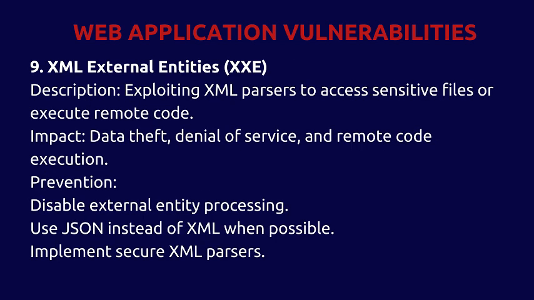Next, you have the XXE, which is the XML external entities, whereby attackers exploit XML parsers to access sensitive files or execute remote code. What are the impacts? We have data theft, DoS, which is denial of service, and remote code execution. How then can we prevent this? By disabling external entity processes, by using JSON instead of XML when possible, then by implementation of secured XML parsers.